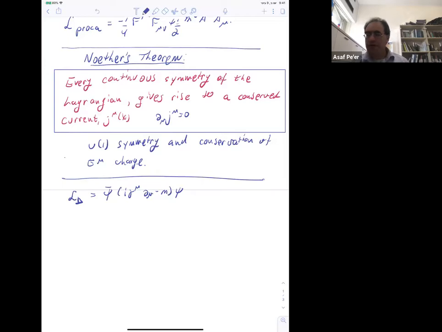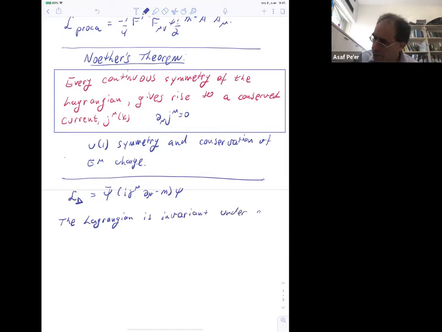Now, this Lagrangian is invariant under global phase transformation of the field. Let me write it down. The Lagrangian is invariant under global phase transformation of the field. The key word here, by the way, is global.